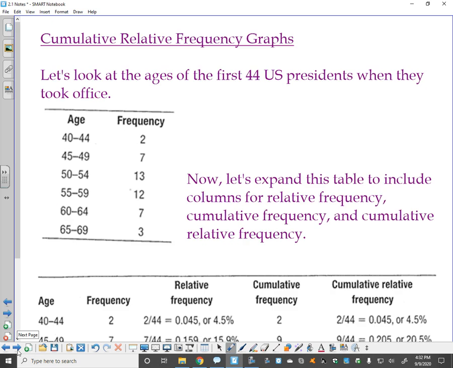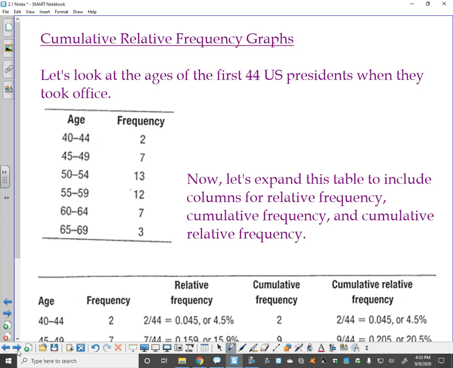Cumulative relative frequency graphs. All right, you know what a relative frequency graph is, but now we're going to talk about what a cumulative relative frequency graph is. So let's look at the ages of the first 44 U.S. presidents when they took office. We have our classes, which are 5 years in width. And then we've made a frequency table of how many presidents fall into each class when they took office. Okay, so that's our frequency table. We would be ready to go make a histogram if we wanted to.